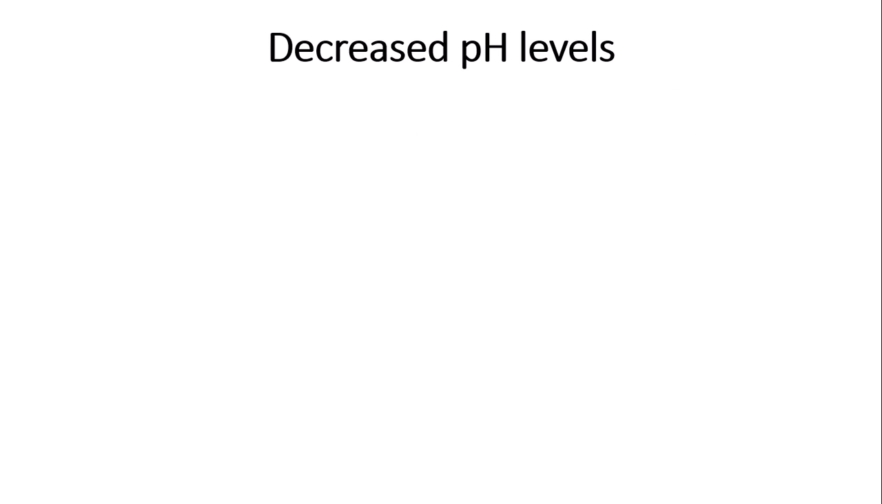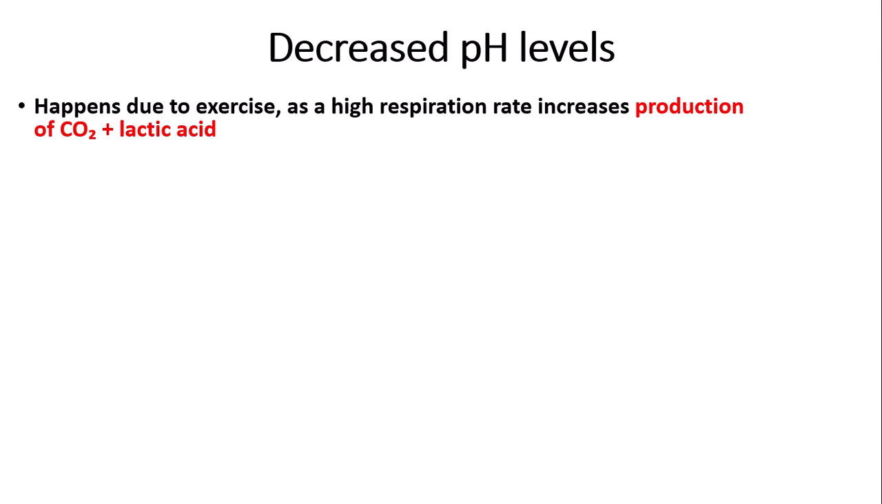Now we are going to focus on decreased pH levels, which I think is the last factor that we are going to talk about today. So decreased pH levels happen due to exercise. pH decreases during exercise as a high respiration rate increases production of carbon dioxide and lactic acid.